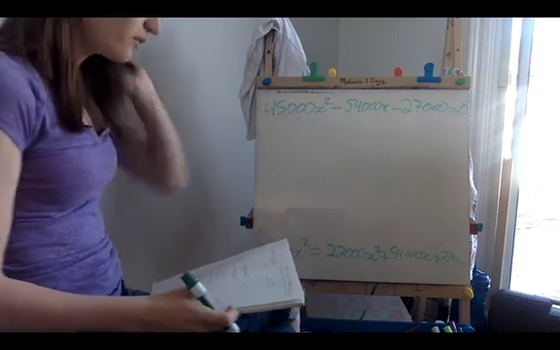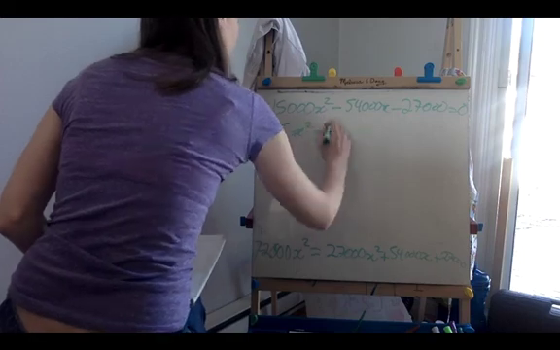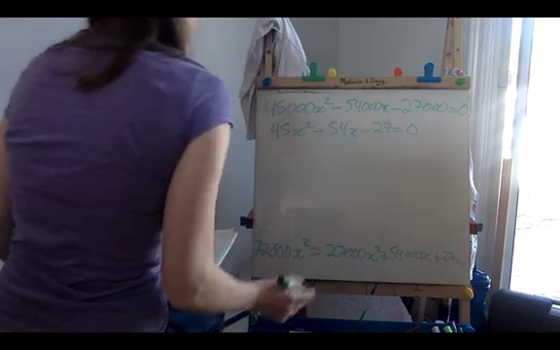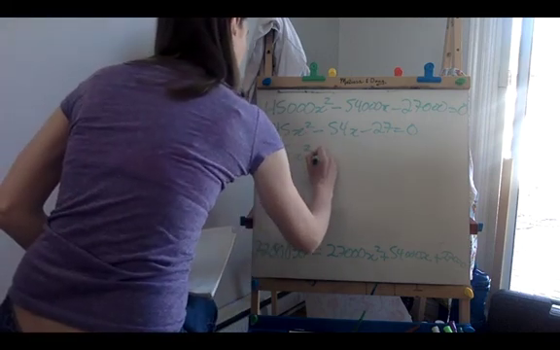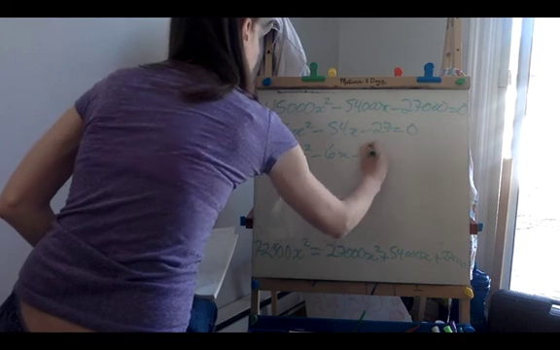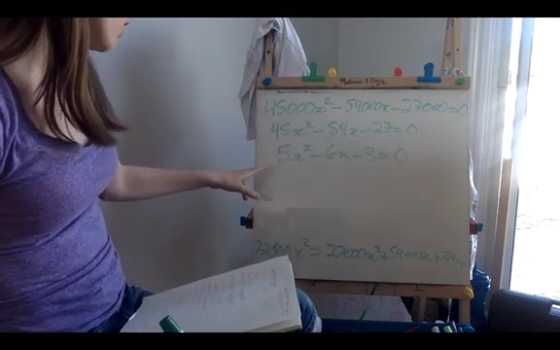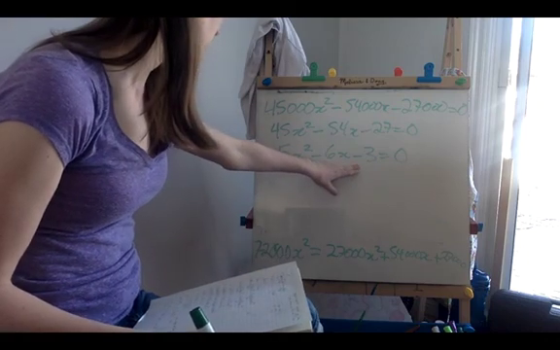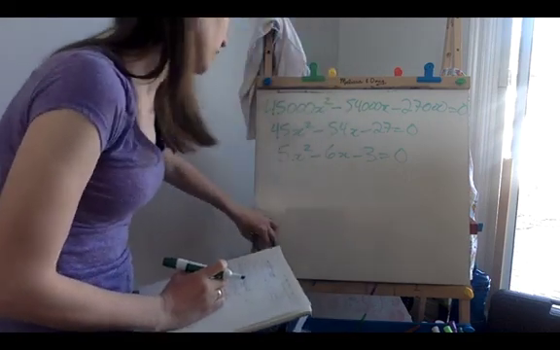These numbers are massive. Clearly, they can all be divided by 1,000. So you get 45x squared minus 54x minus 27 equals 0. Those can all be divided by 9, and you get 5x squared minus 6x minus 3. Quick little look there. Minus 15, add to give you minus 6? No, not going to factor, so quadratic formula here we come.